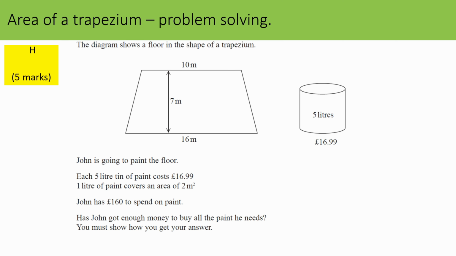Here's today's challenge question. Notice it says at the bottom, has John got enough money to buy all the paint he needs? You must show how you get your answer. Answering yes or no alone will score you absolutely 0. You have to show some working out.